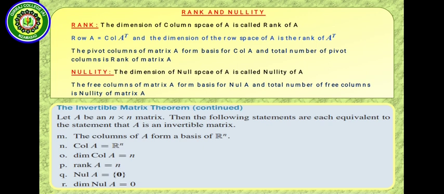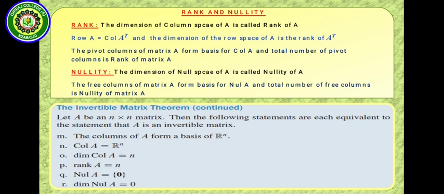Nullity: the dimension of the null space of A is called the nullity of A. The free columns of matrix A form a basis for null A, and the total number of free columns is the nullity of the matrix. So the number of pivot columns is called the rank of the matrix, and the number of non-pivot columns is called the nullity of the matrix.